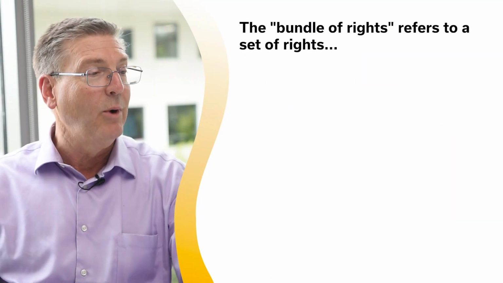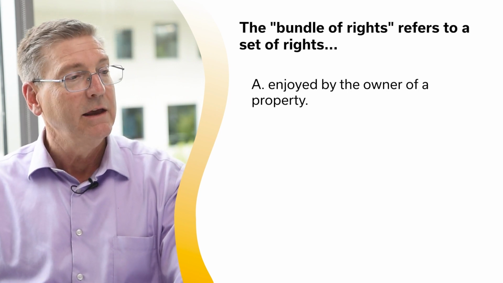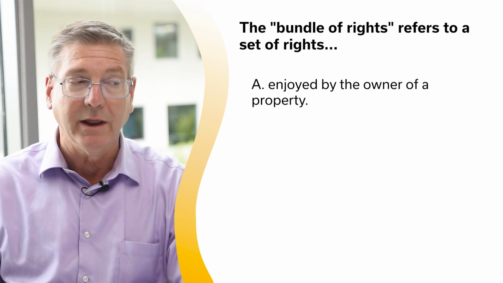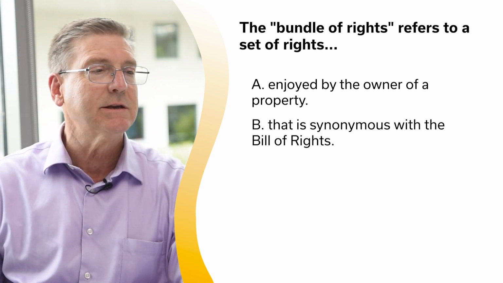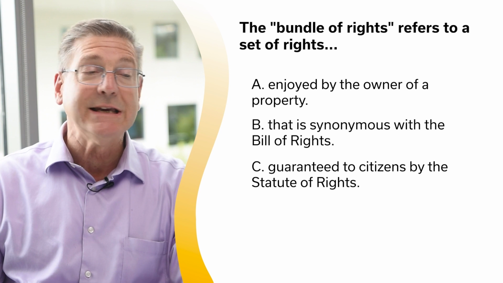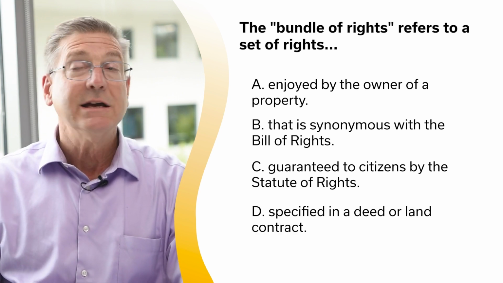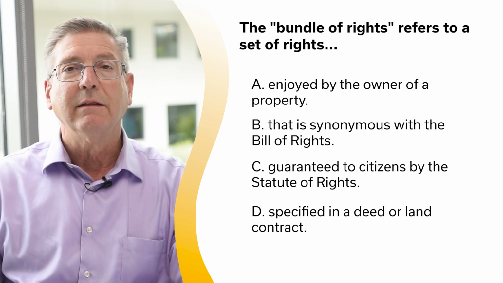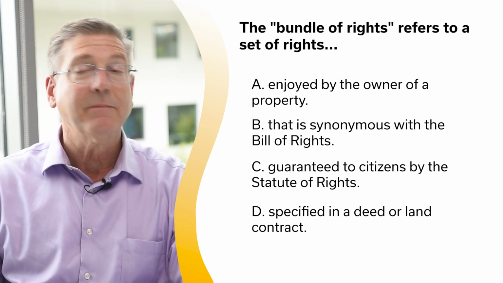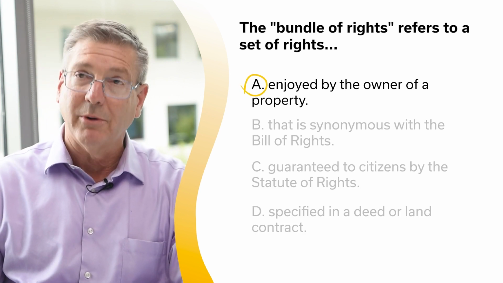The bundle of rights refers to a set of rights, A, enjoyed by the owner of a property, B, that is synonymous with the Bill of Rights, C, guaranteed to citizens by the Statute of Rights, or D, specified in a deed or land contract. The correct answer is A, enjoyed by the owner of a property.